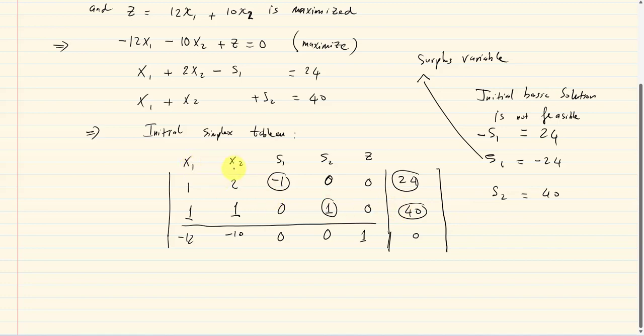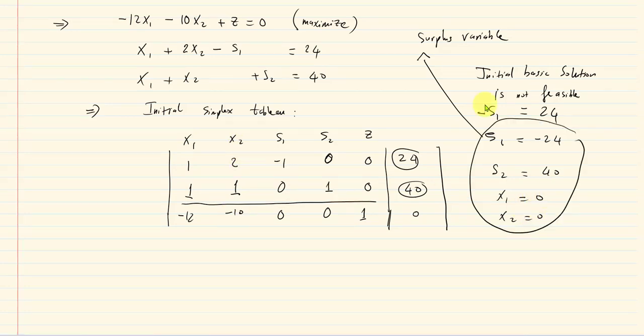And for X1 and X2, we don't have the pivots from this column or this column. So X1 equals 0 and X2 equals 0 because we don't have the pivot 1 for this column and this column. So they are all 0. So these are the initial solution for this initial simplex tableau. And of course, it is not feasible because the value of S1 is negative. And now, the next step is we need to find a pivot.